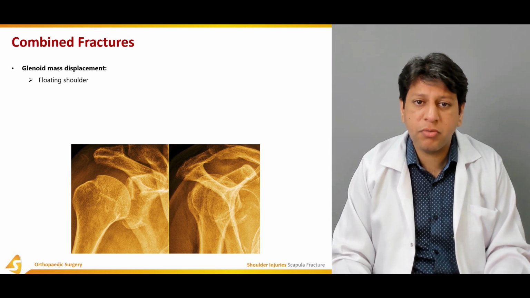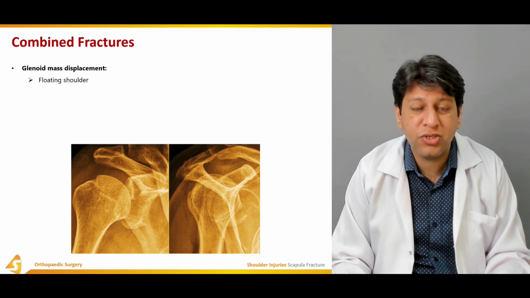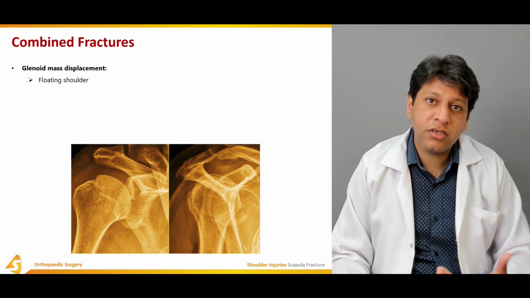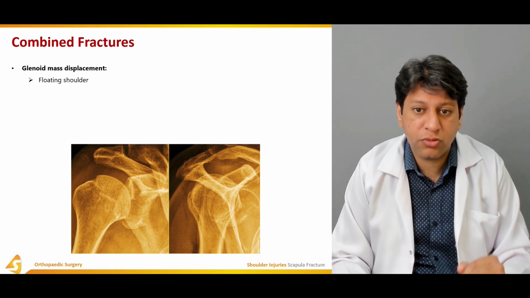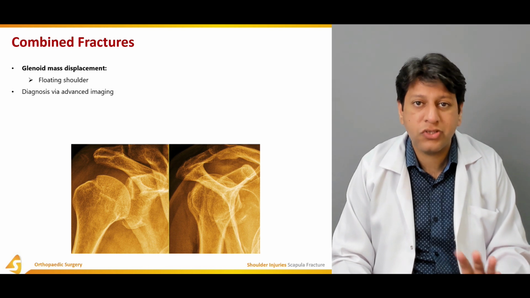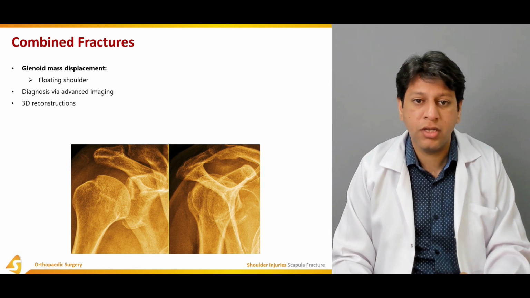If there's mass displacement, a floating shoulder is a term used when there are scapular injuries, clavicle injuries, and proximal humerus injuries as well. In this, the shoulder becomes a floating shoulder. Usually that means there's an absolute indication for surgery. But you need advanced reconstruction imaging.